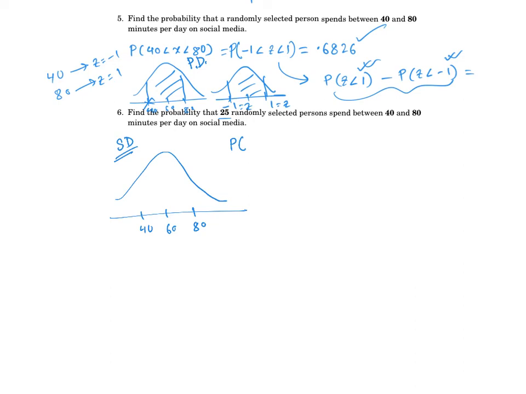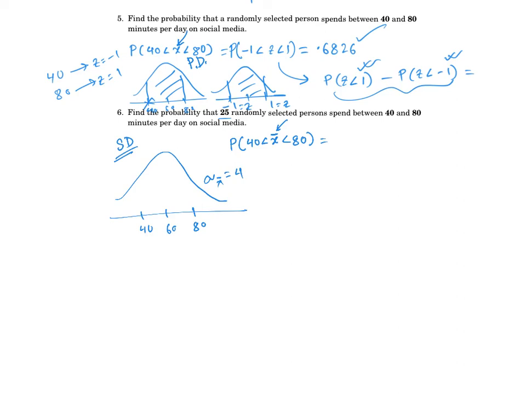Okay, the probability that the average of 25 people falls between 40 and 80. So 40 is less than x bar. Remember, this is x bar. Okay, and this is x. Whenever you see x, it relates to the population. Whenever you see x bar, it relates to the sampling distribution. So x bar is between 40 and 80. So now remember, sigma sub x bar is 4, right? We found it in the previous part of this problem.